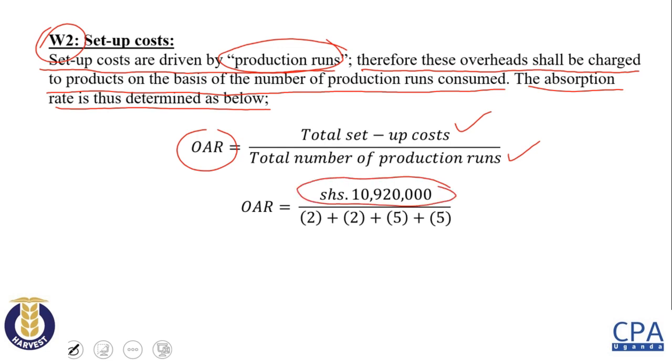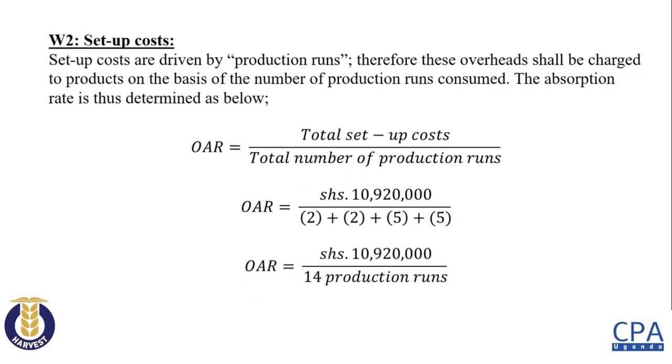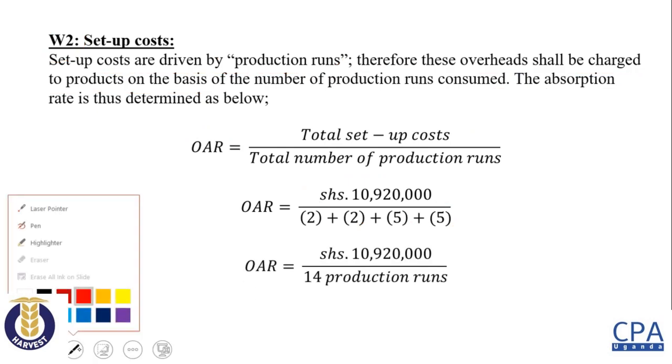And then, of course, to determine the number of production runs, we take the production runs of NOMI, which are 2, the production runs of STAR, which are 2, and add on the production runs of OMO, which are 5, plus the production runs of JIC, which are 5. My calculator is bringing a figure of 14 production runs.